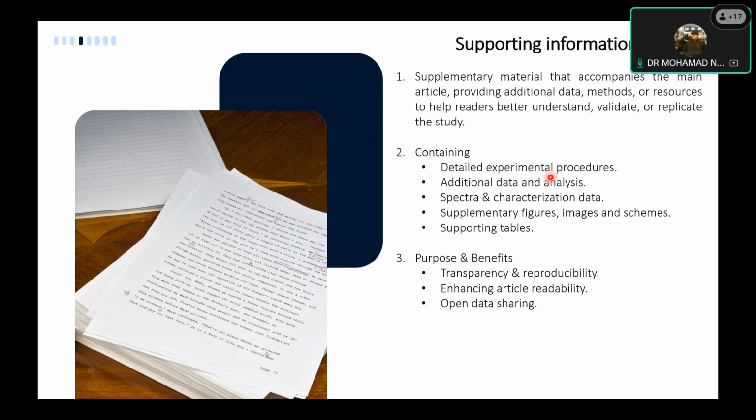The purpose and benefits of this supporting information, or SI as we call it: we try to be transparent and make the work reproducible by other scientists. The second one is enhancing article readability. It means our paper is easier to be accepted by readers because they can repeat our experiments without problems. And also open data sharing. Now the big journals are promoting open data sharing. So this is very important.